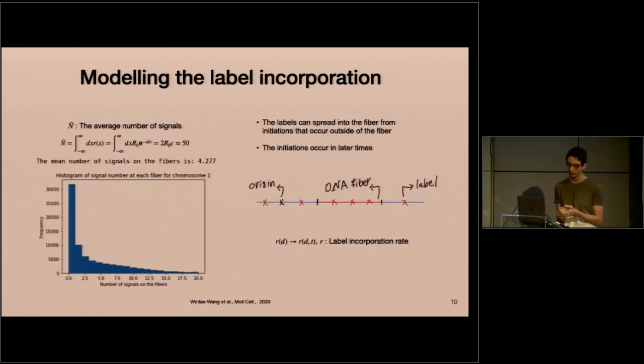So far we have two theories for this. One is that the labels can spread into the DNA fiber from initiations that occur outside of the fiber, and we have been able to rule out this assumption. The other idea is that the initiation can occur at later times. In the previous model, the assumption was that all the initiations occur at the beginning of the replication process, but we are now trying to incorporate the different times of the initiation events and create a time-dependent model for the label incorporation rate.